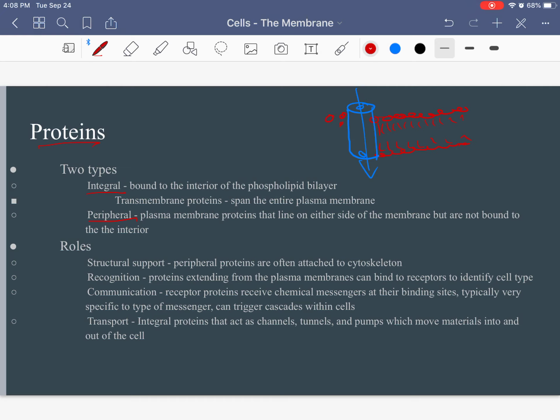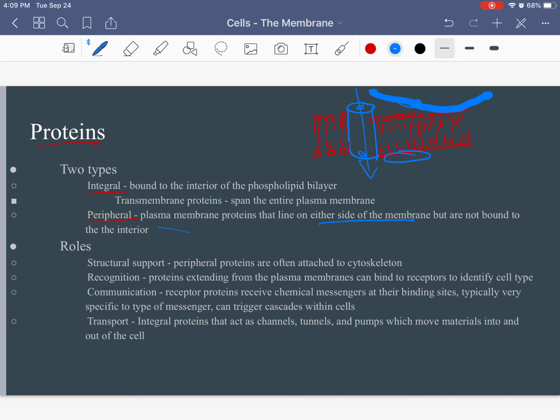So if the protein is actually in the cell membrane, like it is built into those hydrophobic phospholipid bilayers, it's called an integral protein. If it is to the side, on either side of the membrane, so maybe you've got a protein right here, or maybe you've got a long stranded protein right here, that is called a peripheral protein. A peripheral protein is on the side. An integral protein is built within.